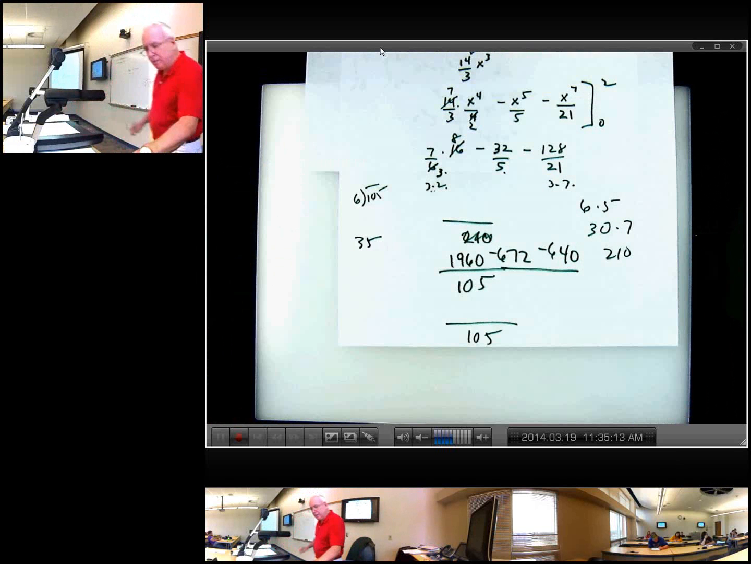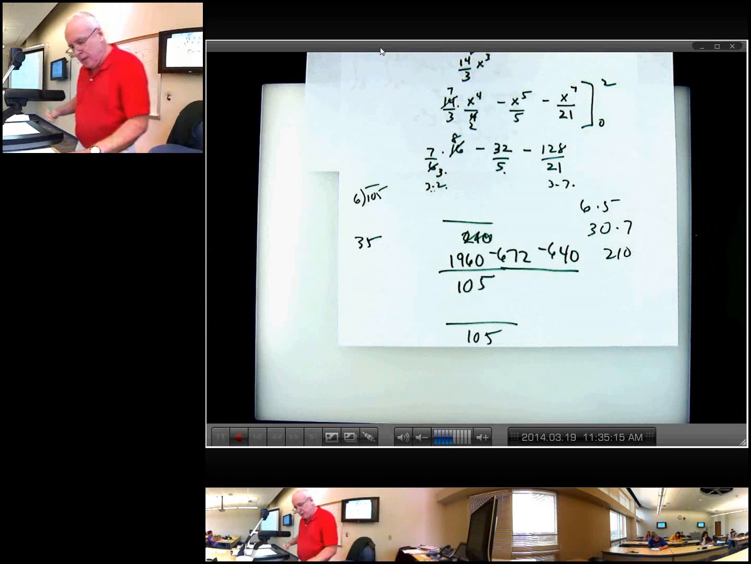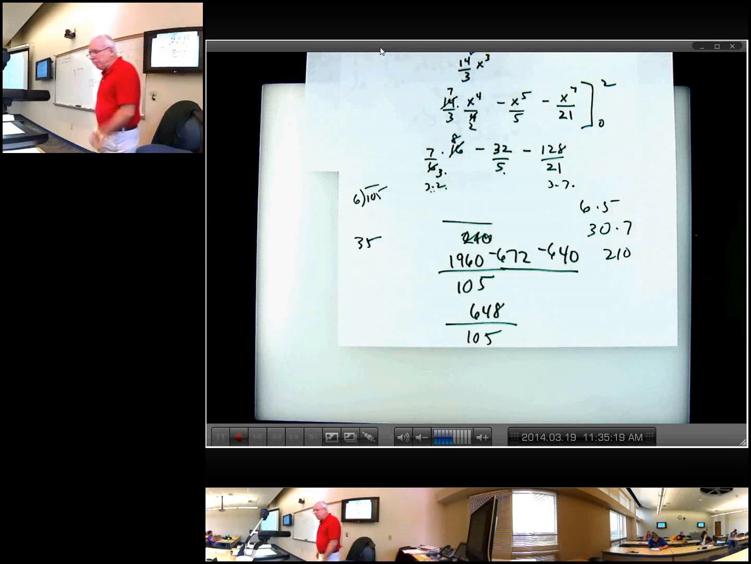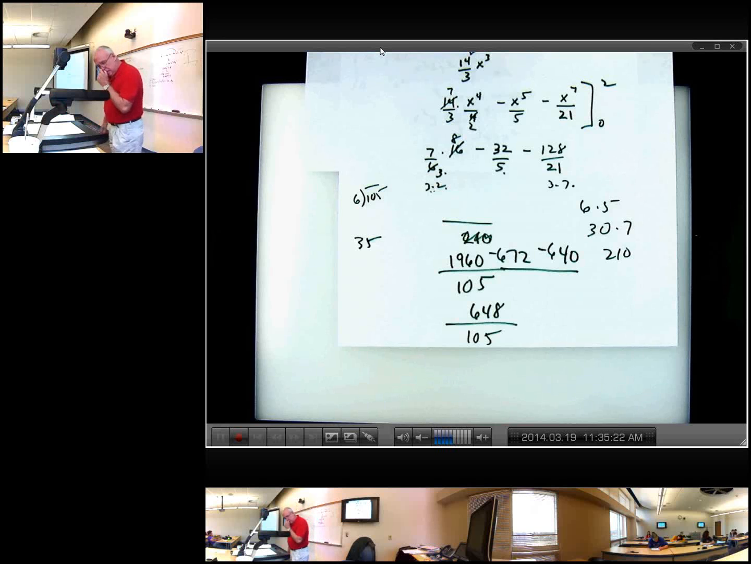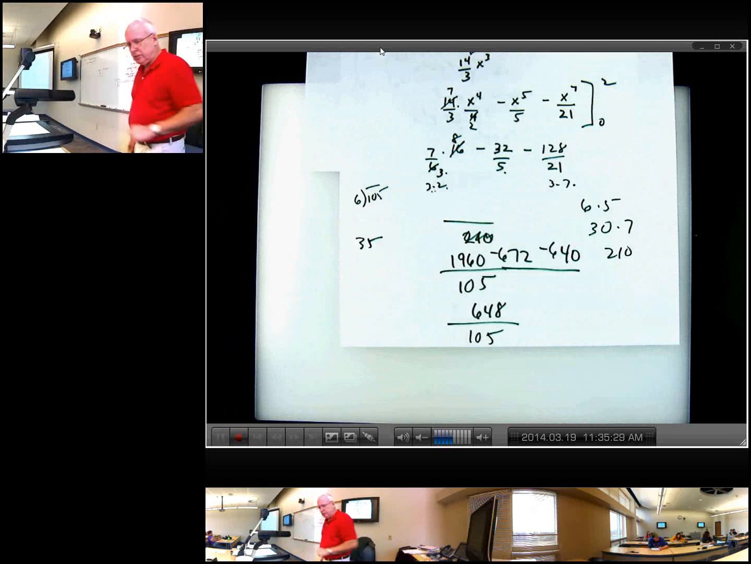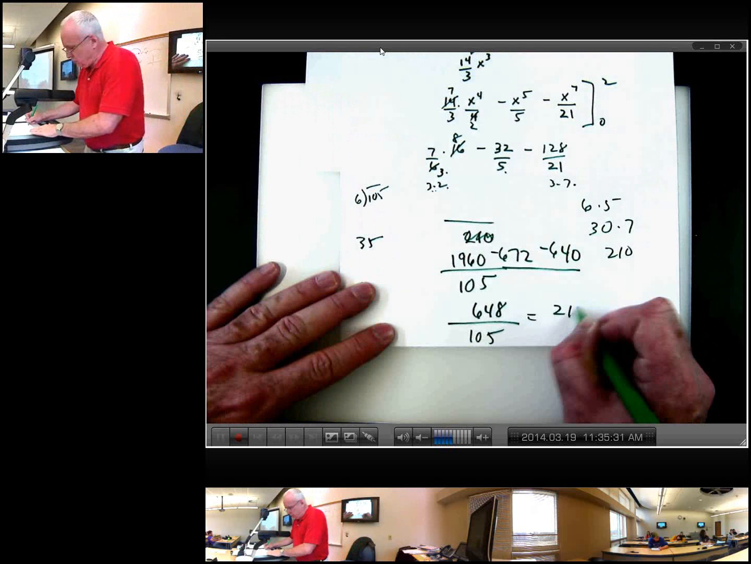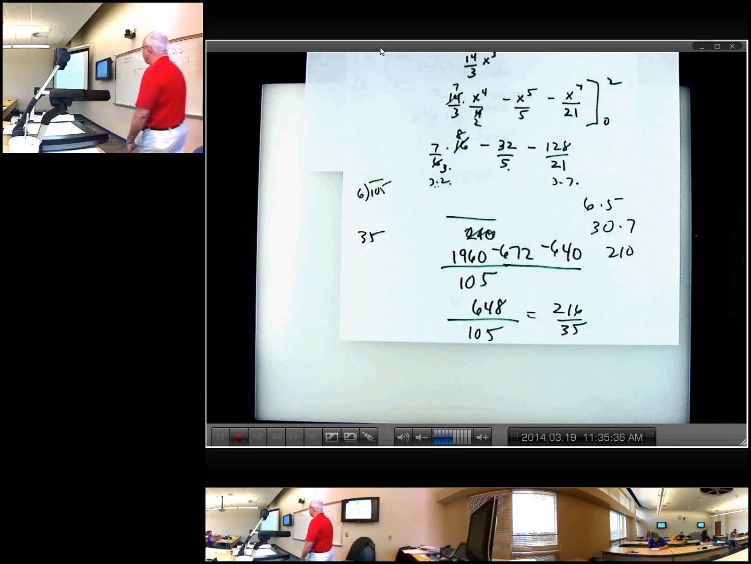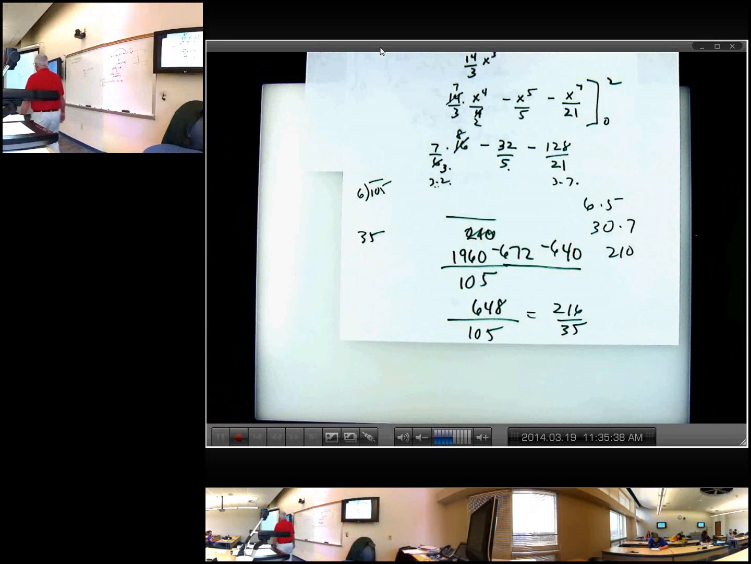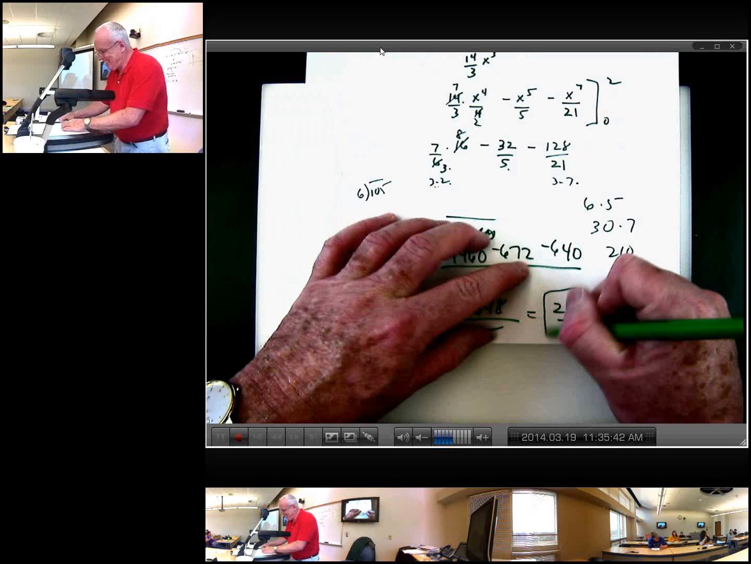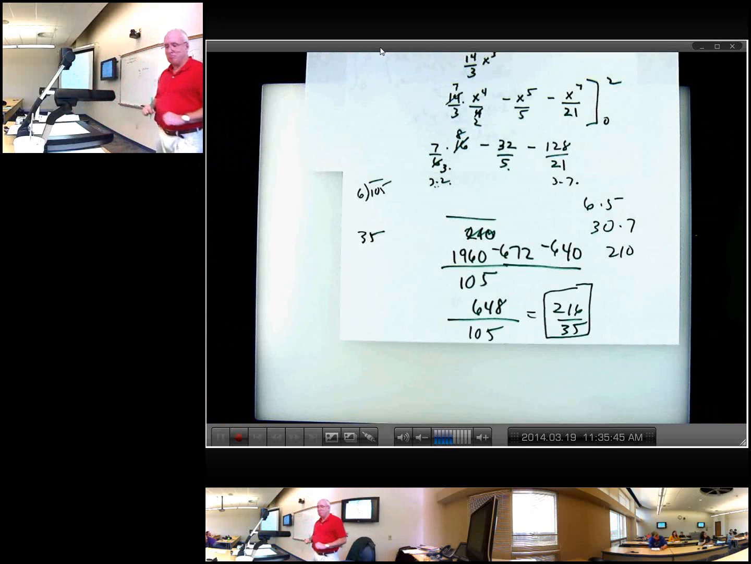Let's see, what did I get when I combine all these numbers on top? Let's just tell you that we get 648. And then, yes, 3 divides into both of these. So I can divide both by 3 and I get 216 over 35. All right. Okay, so that one was fun. That's our answer, though.